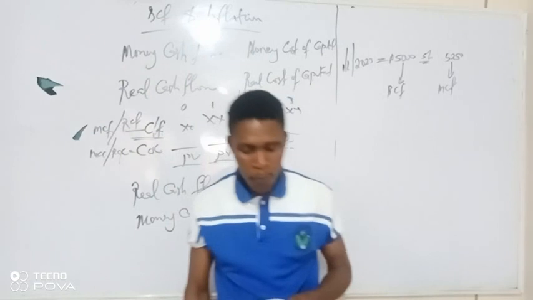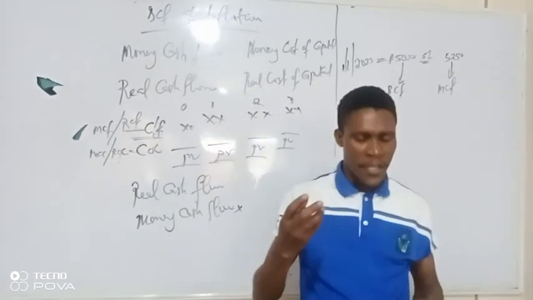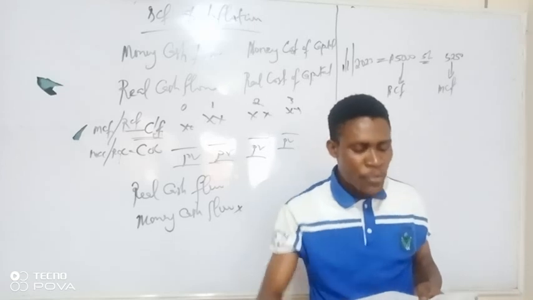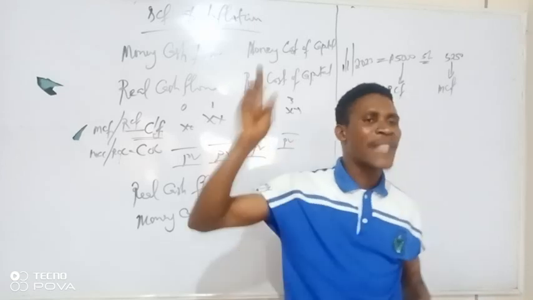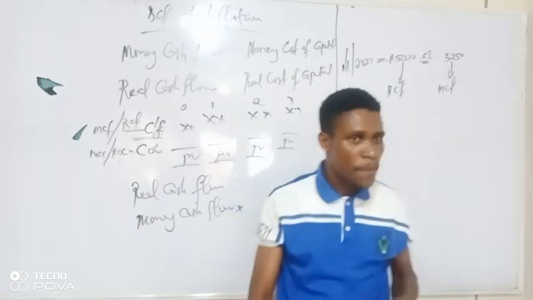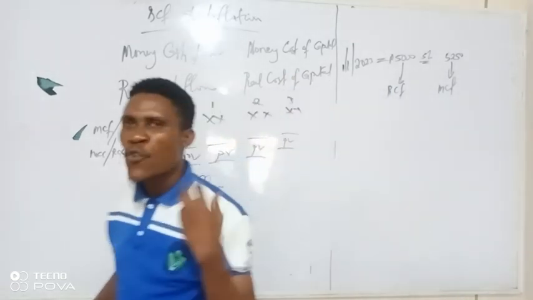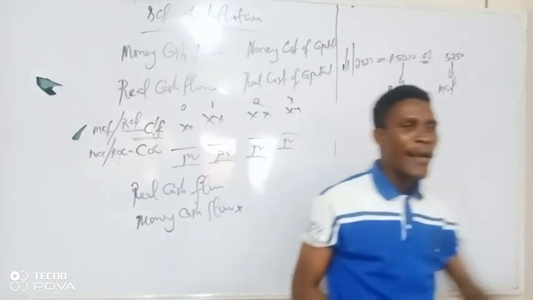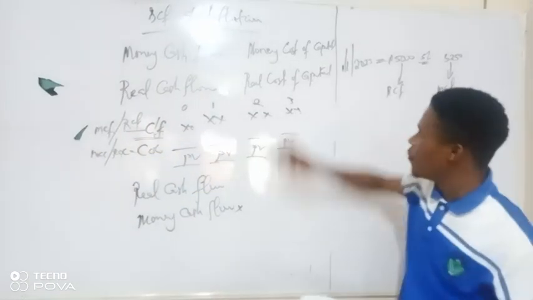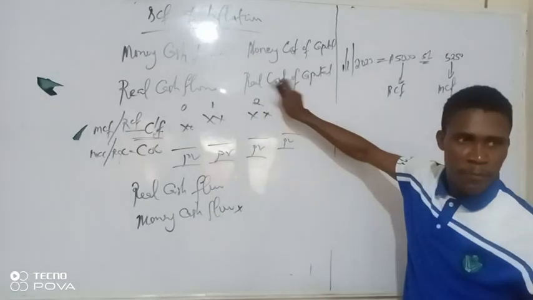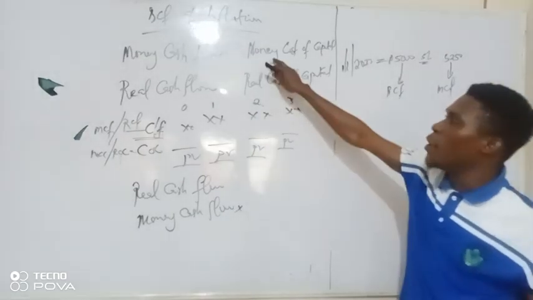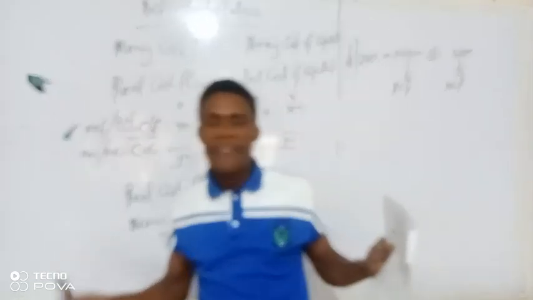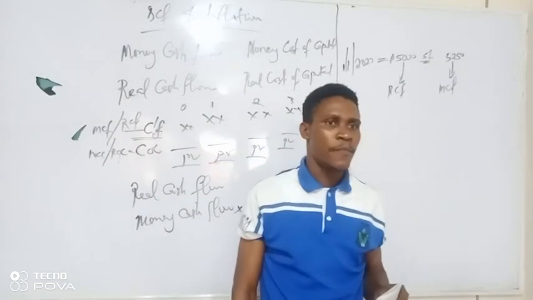What is real? Real cost of capital is the return that the investor will require without what? Inflation. So real is the cost of capital before we incorporate inflation. That's real cost of capital. This one is real, before inflation. Why is money what? After inflation. Simple as ABC. After you have considered inflation.